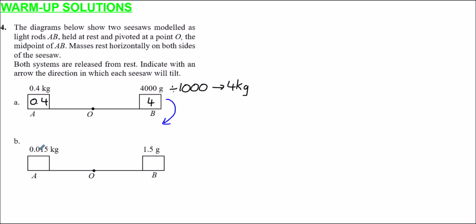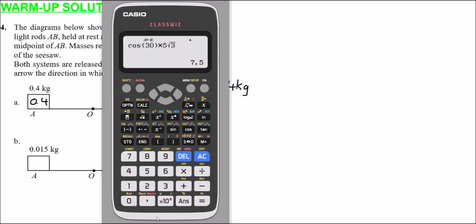This next one, B, 0.015 kilograms, fair enough. To convert from grams to kilograms, again we divide by 1,000. So if we do 1.5 and divide it by 1,000, let's see what we get. We get 1.5 times 10 to the minus 3. Now, if your calculator's doing this and you don't like it, what we can do is press, I'll just show you here on my screen.